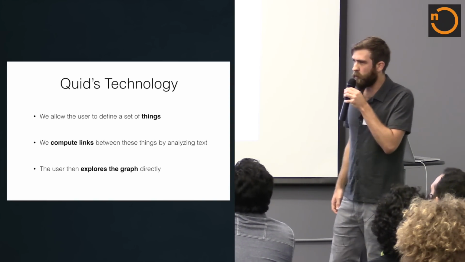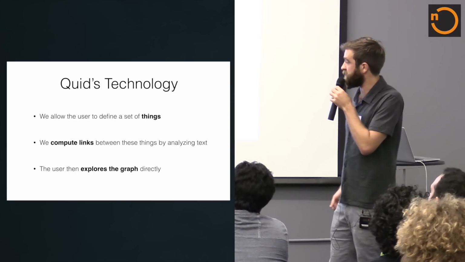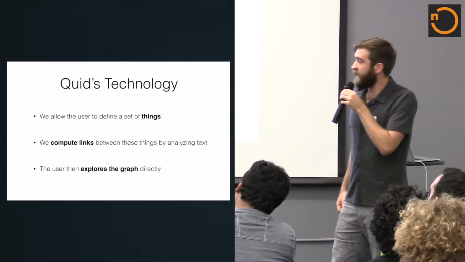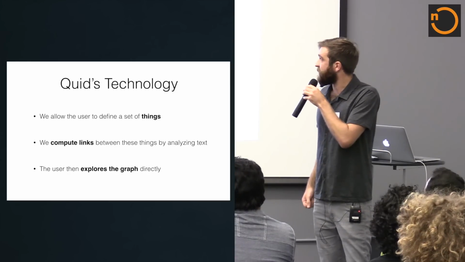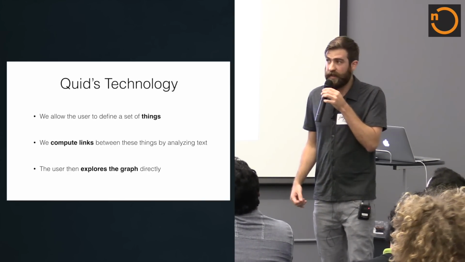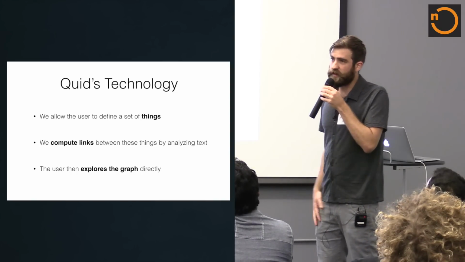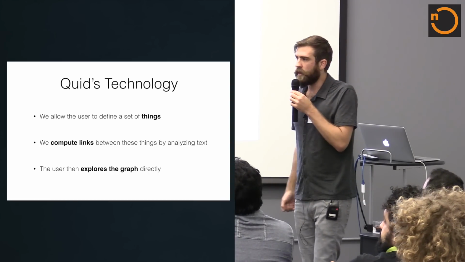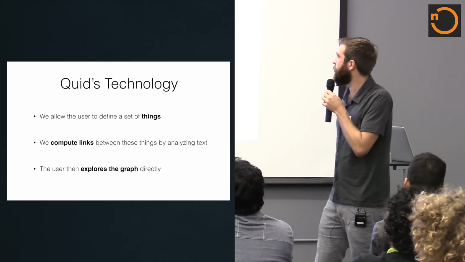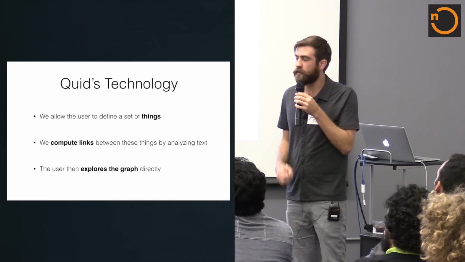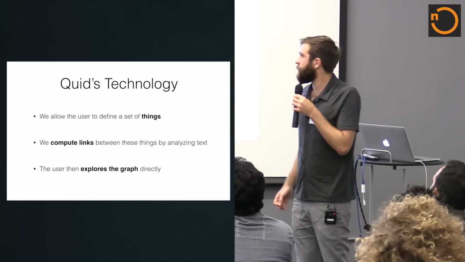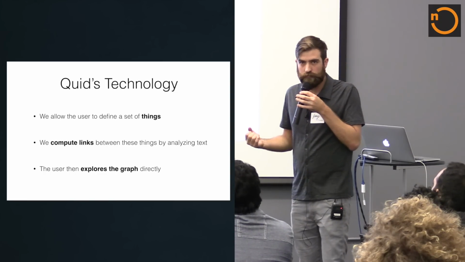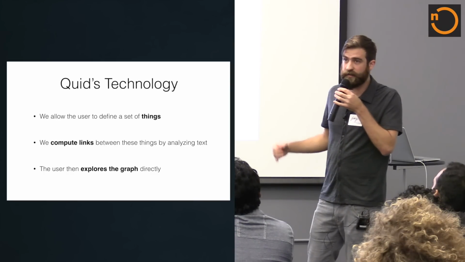So this is a quick description of our technology, the three main things we do. We allow a user to define the set of things that they want to visualize. So we actually have several data sets. These things can include news articles, patents, blog posts, descriptions of companies, and tweets. It could be really anything. The only requirement that our algorithms need is that they have some text associated with the things.